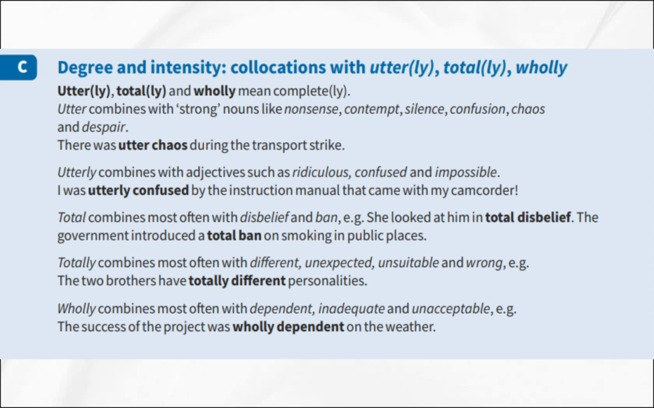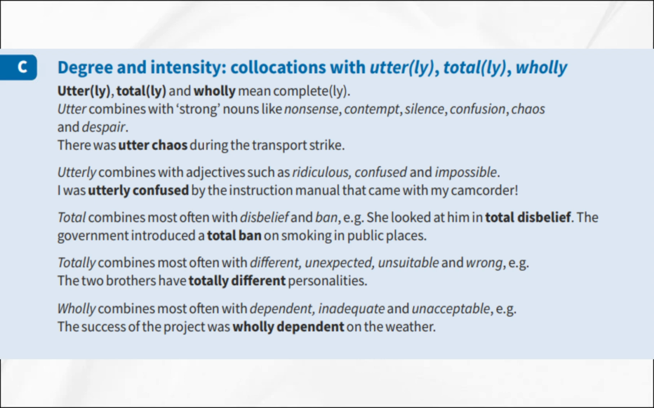Degree and intensity. Collocations with utter or utterly, total or totally, wholly. Now, let us look at degree and intensity, how we express completeness using utter or utterly, total or totally, and wholly. These all mean completely. Utter combines with strong nouns like nonsense, contempt, silence, confusion, chaos, and despair. For example, there was utter chaos during the transport strike.